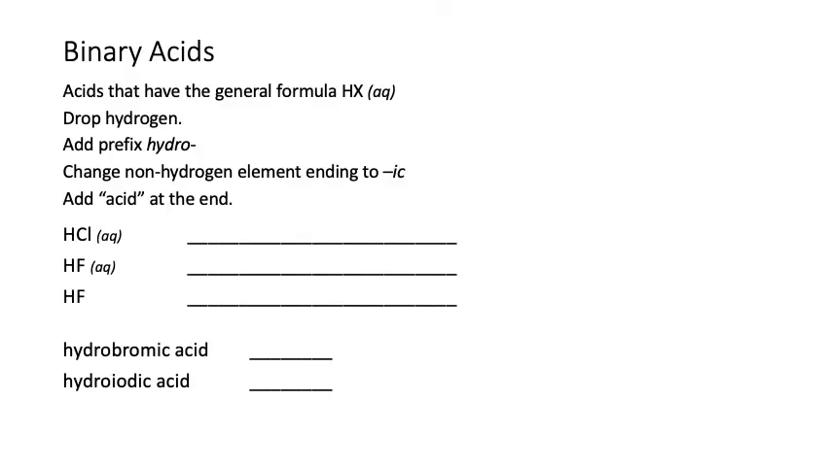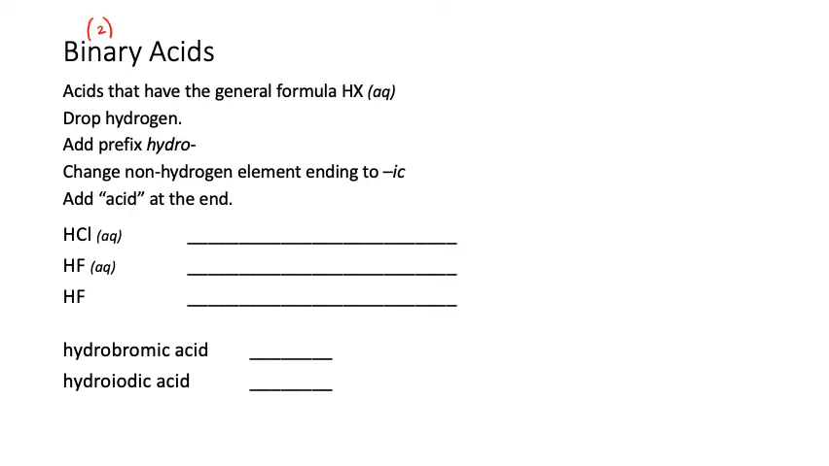Now we're switching gears a little bit and we're going to talk about naming acids. Remember, at this point, it's not really important that you understand what an acid is. We just need to be able to know how to name them. We will get to what an acid is later on in the course. So in this case, we're going to talk specifically about binary acids. And remember, binary just means 2.